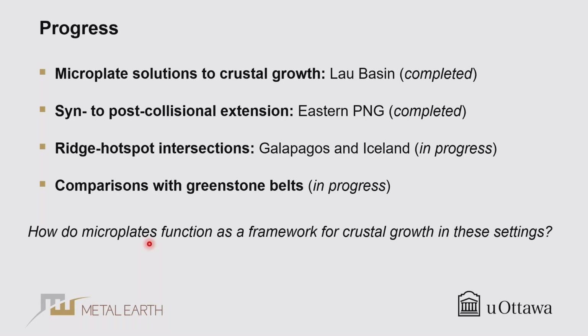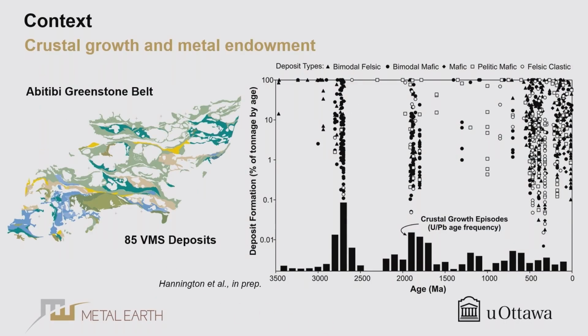There are two things that underpin the project from an endowment point of view, and the first one is this obvious plot here that has been in prep now for, I don't know, 5 years, I think. I got to get this out, but it's a simple plot of the distribution of VMS deposits through geological time, which obviously correlates with big episodes of crustal growth.